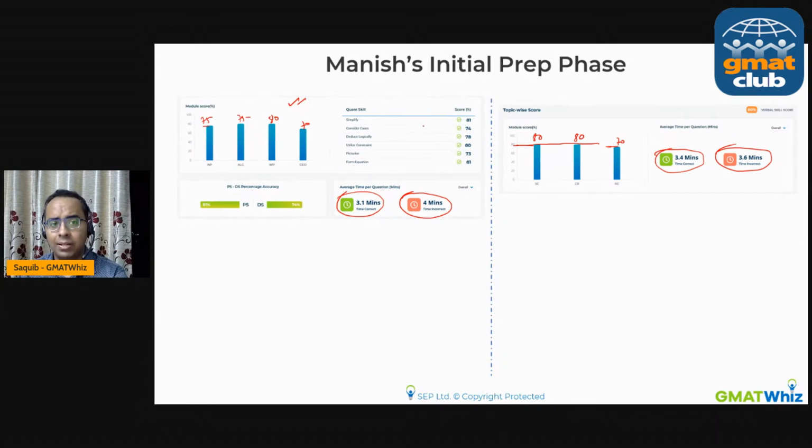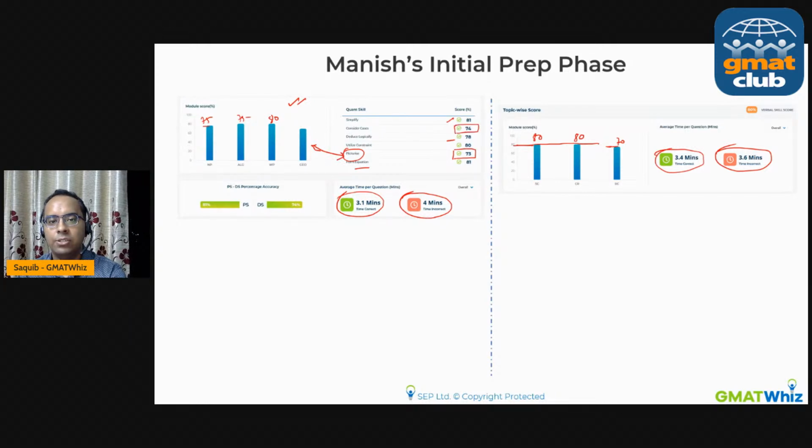Look at his process-related skills. We focused on the right process, made sure that he knew how to visualize, how to form equations, how to deduce logically. And we could very easily understand, okay, in geometry 73, that means he's not able to picturize well, so the geometry score is less. And there's a direct correlation also. So we could understand where he needs to work, right?